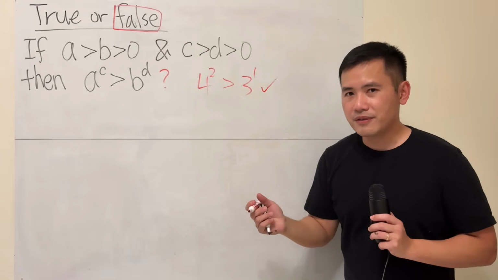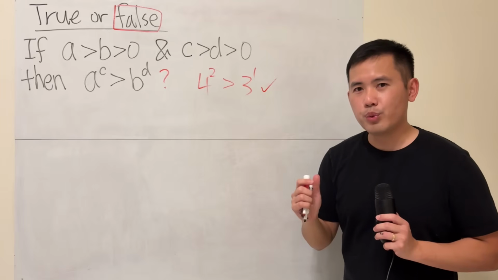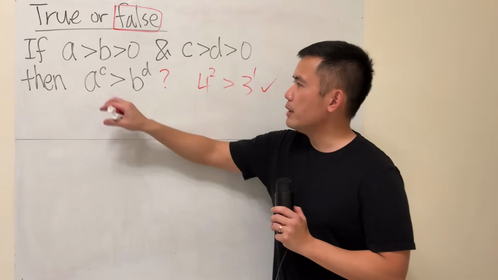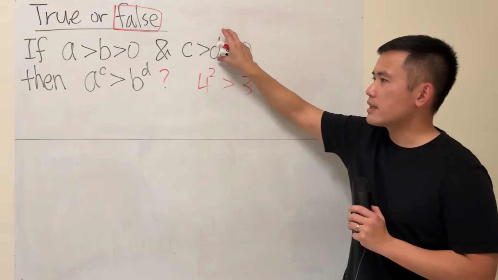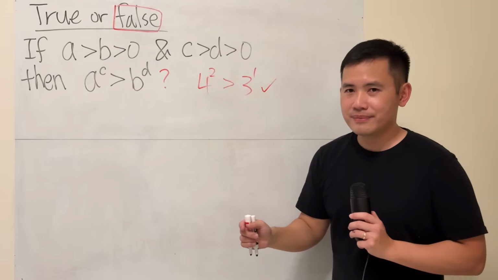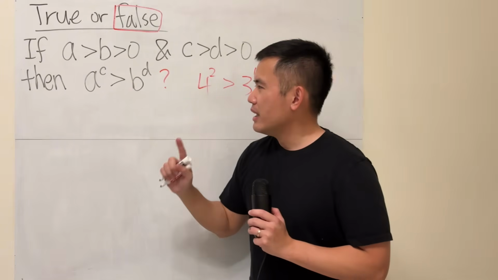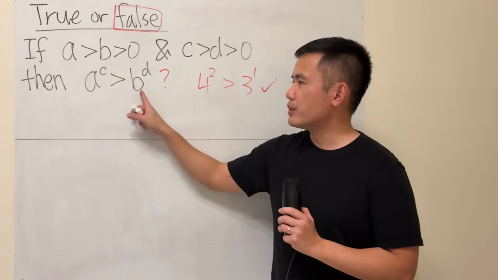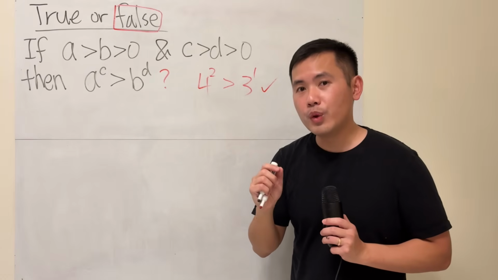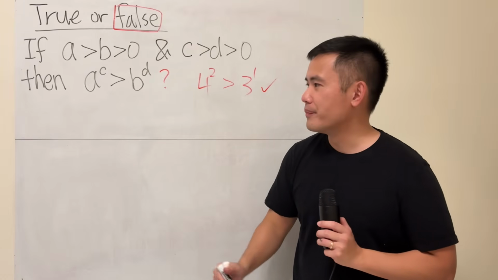And to show a statement is false, all you have to do is to provide a counterexample. And for a counterexample, you will have to make sure you satisfy this condition, that condition, but you don't have this conclusion. So here we go. The trick right here is to pay attention to the base. If the base is less than 1, then we will have to be careful.